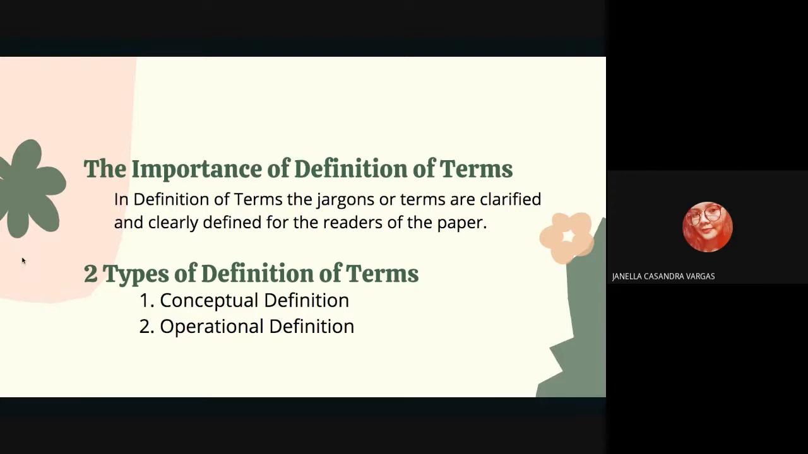So before we proceed on how to write the definition of terms, I want you guys to know that there are two types of definition of terms: the conceptual definition and the operational definition. These two are considered as the methods on how you can give a brief explanation on the words or terms that were written on your research paper. Next slide.